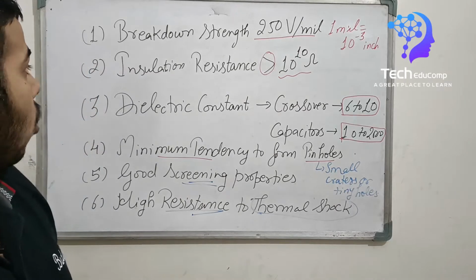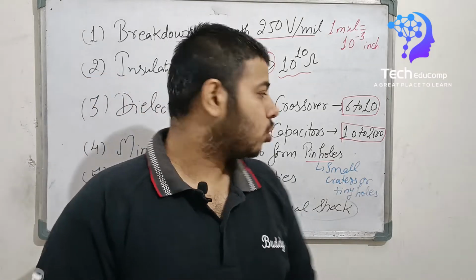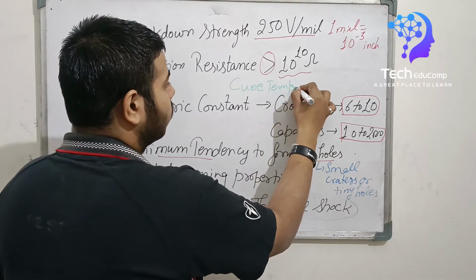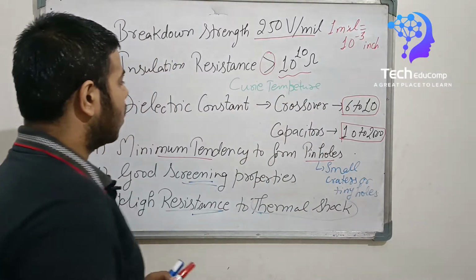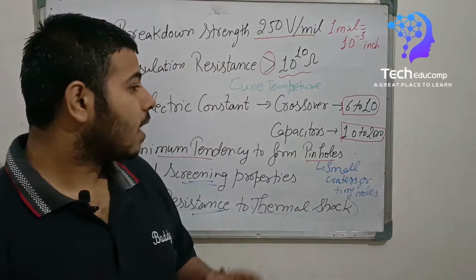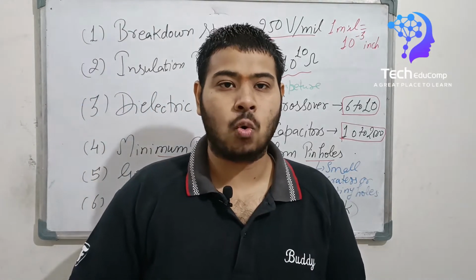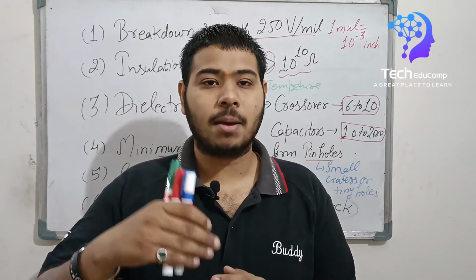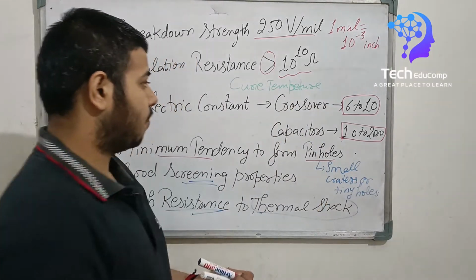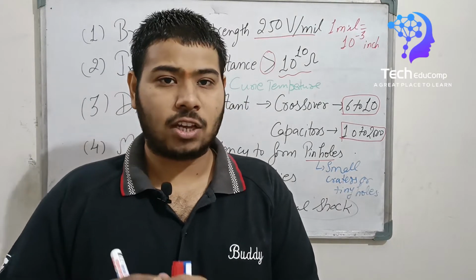But all these properties can drastically change when they are near the Curie temperature. Now what does Curie temperature mean? Curie temperature means the temperature at which various magnetic materials undergo a sharp change. They change their properties. So these were the requirements that a good dielectric has to fulfill.